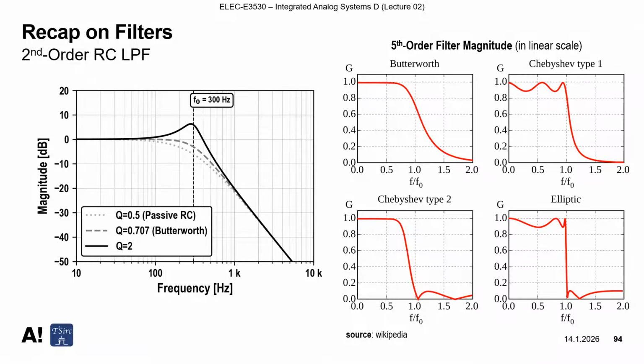I searched Wikipedia and found this diagram. There are various types of filters for a fifth order filter response in linear scale. It's not log scale, it's not a Bode plot, but a linear scale. Butterworth has this shape, then Chebyshev type 1 and type 2. Type 1 Chebyshev has some fluctuation in the passband. Type 2 has some fluctuation in the stopband. And elliptic has a very sharp edge. We cannot build all of these filters based on a passive RC filter.